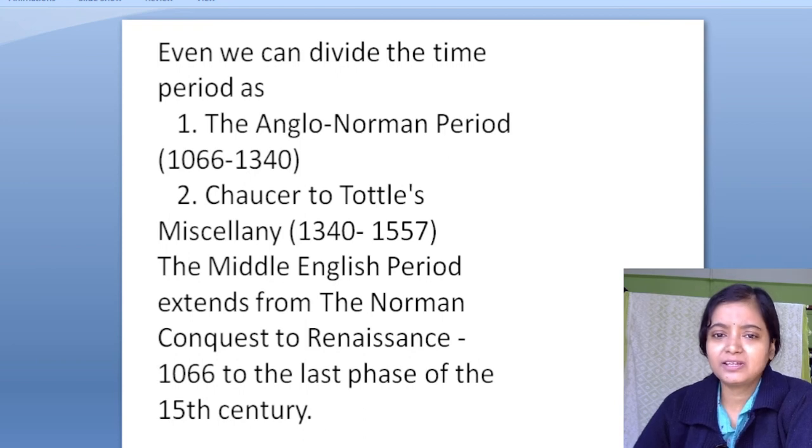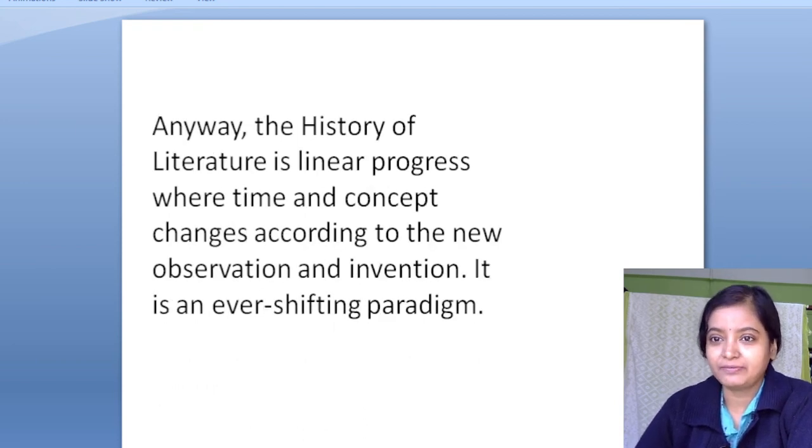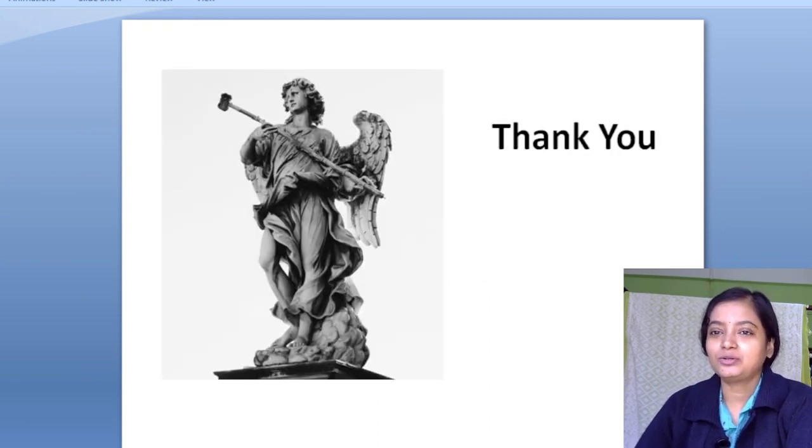Okay, so in these various forms we can divide the Middle English period for our better understanding and better way of reading. Anyway, the history of literature is not a linear progress, where time and concepts change according to new observation and invention. It is an ever-shifting paradigm. So in our next video, we will start with the Anglo-Norman period included in the Middle English period, and its different political and social scenario, its literature and its language development.